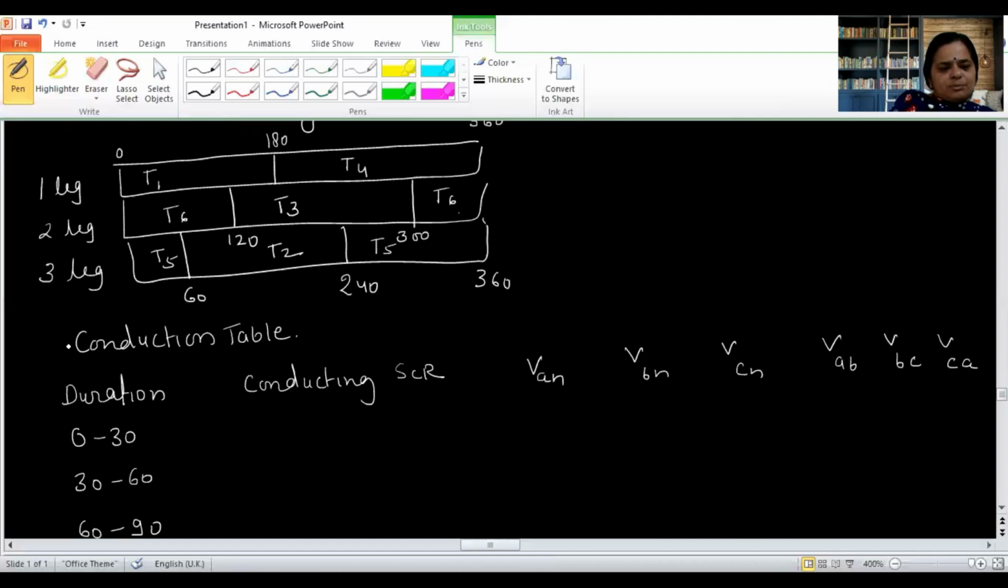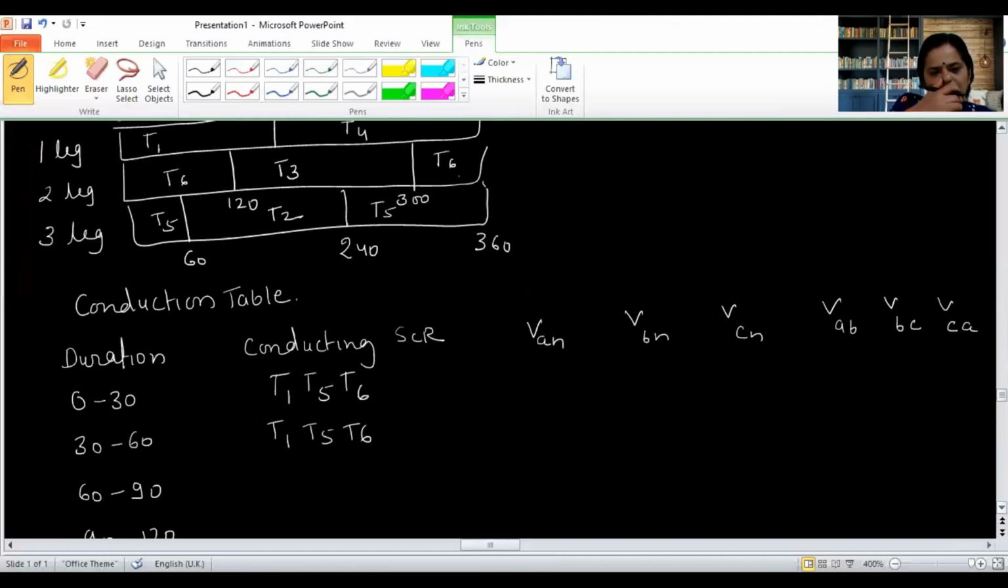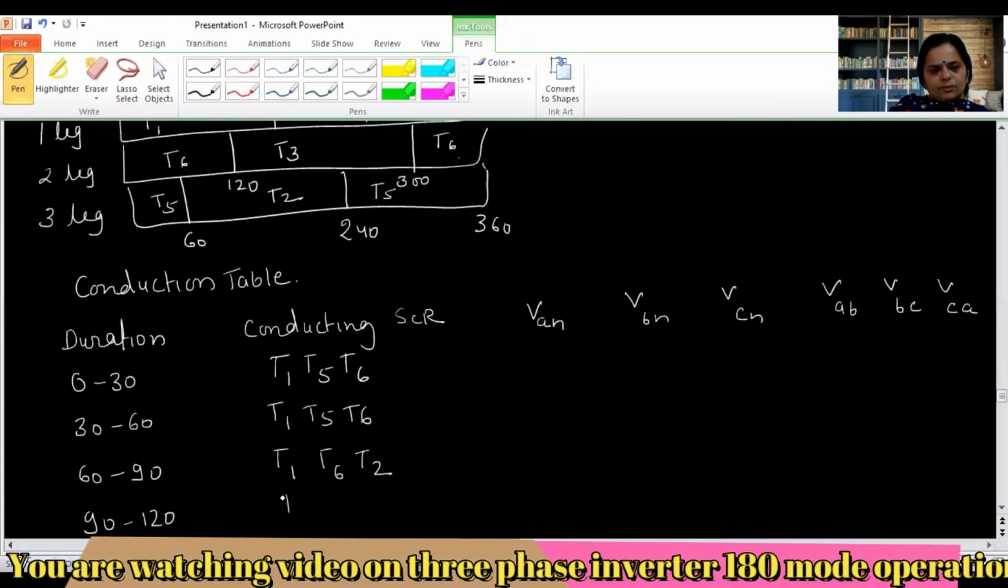You can see that between 0 to 30, T1 is conducting, T6 is conducting and T5 is conducting. So the conducting SCRs will be 1, 5 and 6. Now 30 to 60 also has the same SCRs conducting, 1, 5, 6. Now if you write for 60 to 90, what SCRs are conducting? T1, then T6 and T2. Then again 90 to 120, again 1, 6, 2.